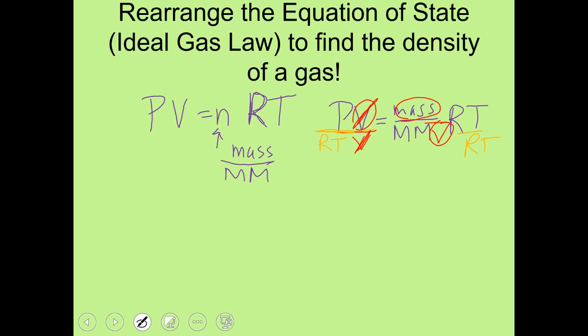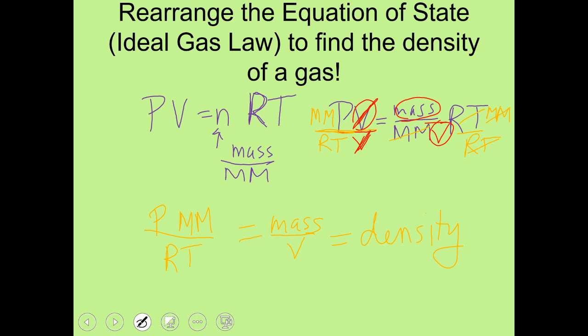So it needs to be on the bottom, and multiply by the molar mass. If I multiply by the molar mass, then I get rid of everything on the right side except the mass over the volume, which is density, right? And on the other side, I have pressure times the molar mass over RT.